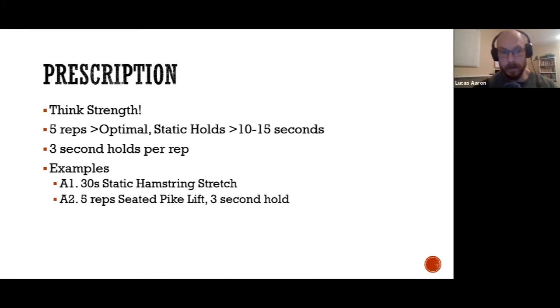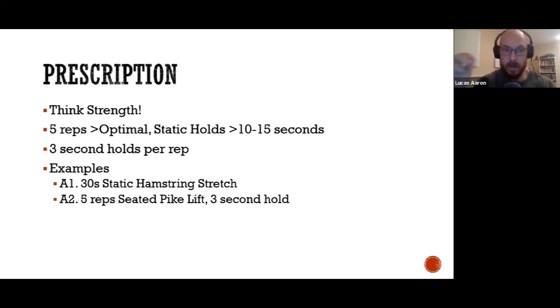So your A1 is a hamstring stretch, a static hamstring stretch. Whichever one you choose, it could be a single leg pike stretch, 30 seconds, followed immediately by the agonist activation to that. The agonist activation would be a seated pike lift. It doesn't have to be that. It could be a hip flexor variation. It could be a standing single leg lift.